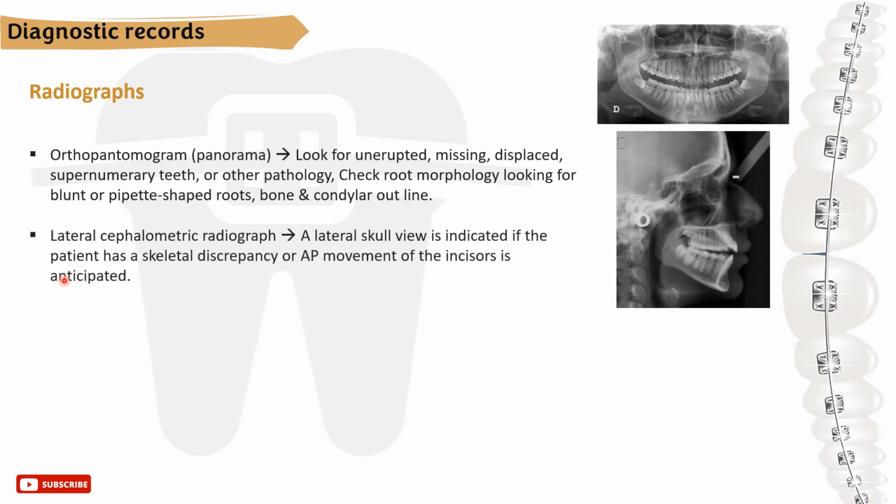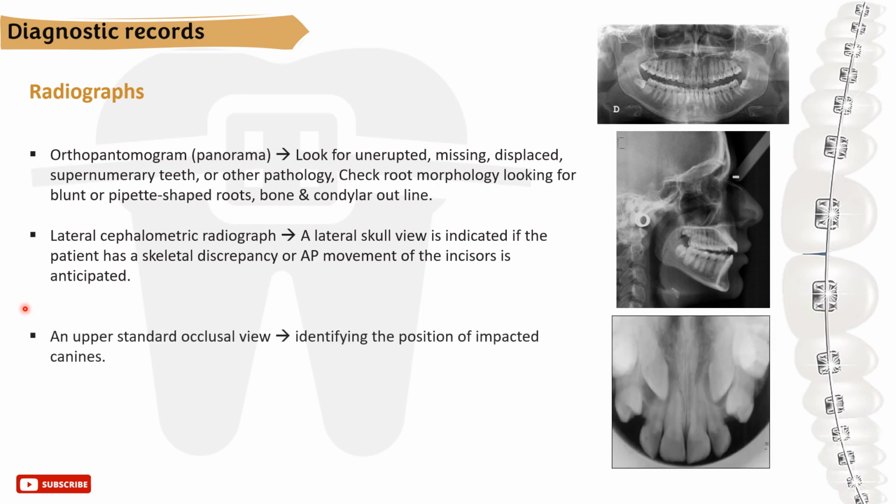Lateral cephalometric radiographs. It can be used to view the skull in the lateral view. It is indicated in patients that have a skeletal discrepancy or where anteroposterior movement of the incisors is anticipated. The upper standard occlusal view can be used to identify the position of impacted canines, and that can also be done more accurately if you do a CBCT.